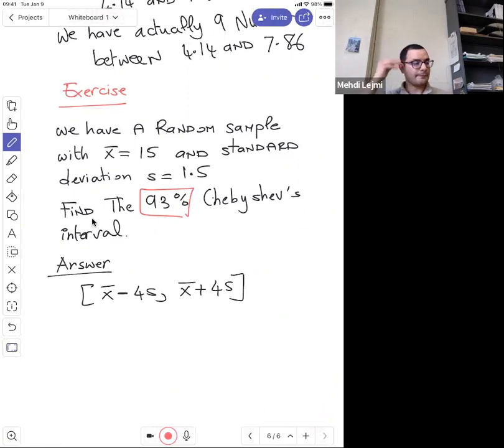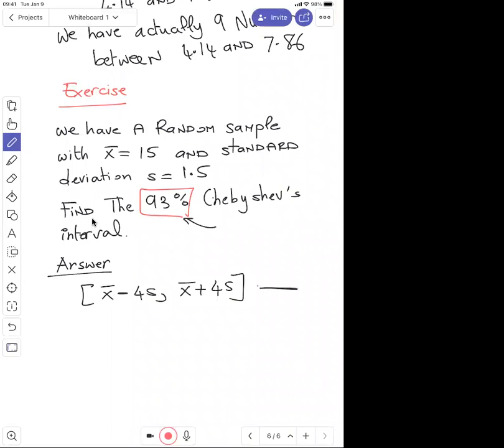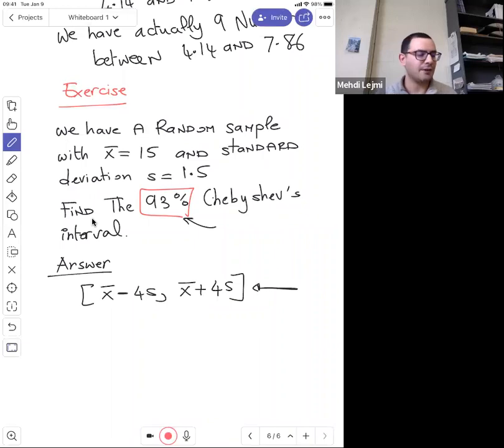Now we need to compute X bar minus 4S and X bar plus 4S. X bar is given, S is given. In general, in the homework or in the test, guys, you have your X bar, you have your S, and then the problem is going to ask you to find the 75% Chebyshev's interval, or the 88.9% Chebyshev interval, or 93%, etc. Here, we have 93%, so the corresponding interval is X bar plus or minus 4S. Now we need to compute this interval.